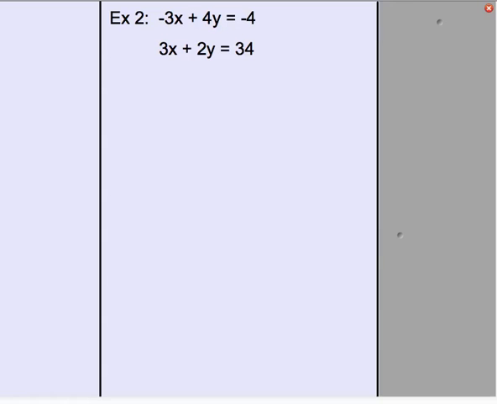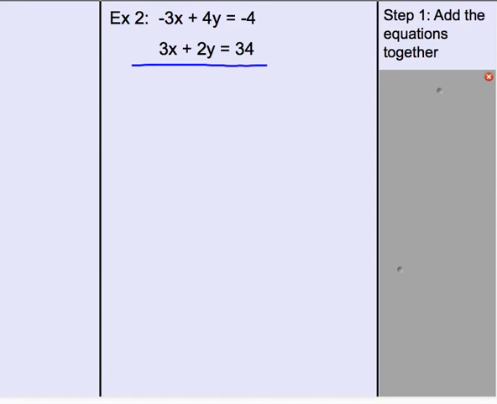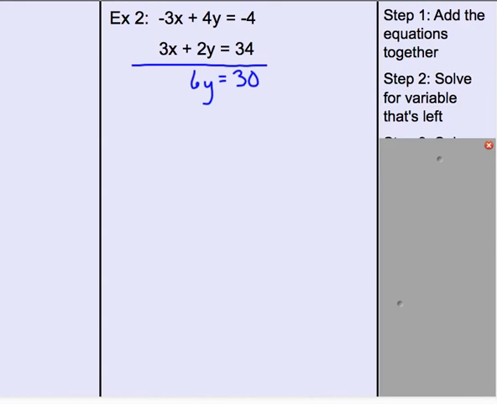Let's take a look at one more similar to that one. Again, start by adding the equations together. This time notice negative 3x plus 3x cancels. So we have 4y plus 2y gives us 6y. And negative 4 plus 34 is 30. Solve for the variable that's left, dividing both sides by 6. We get y equals 5.